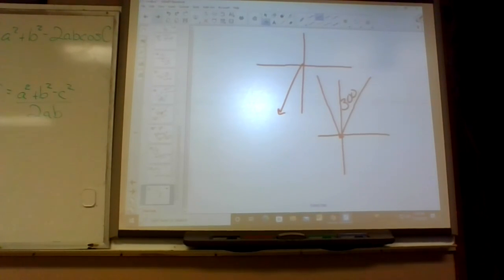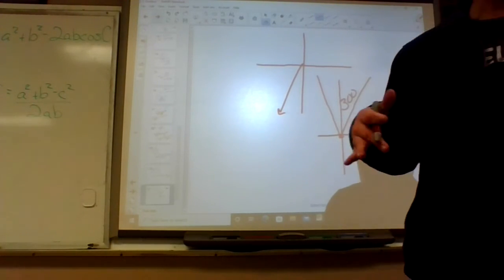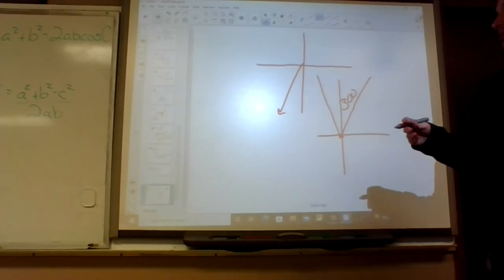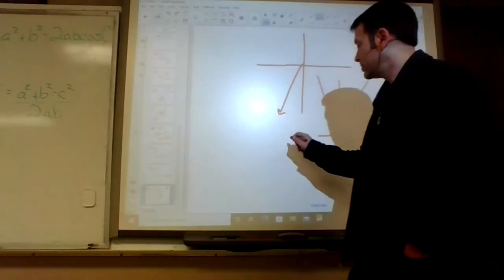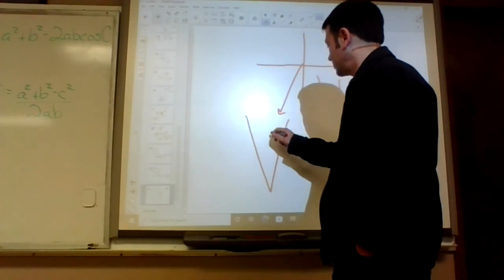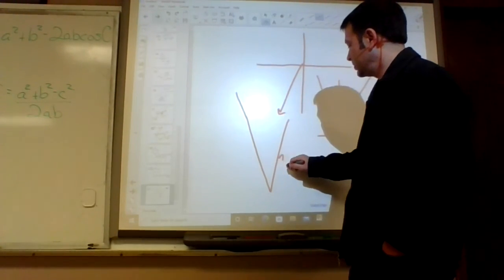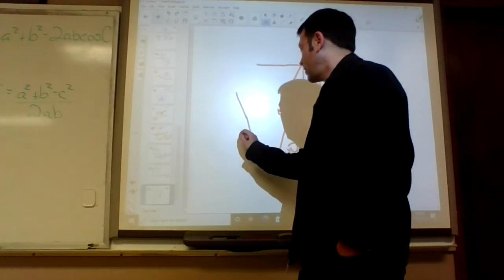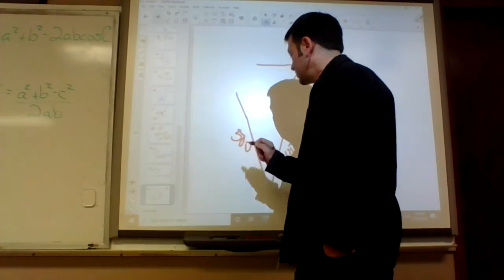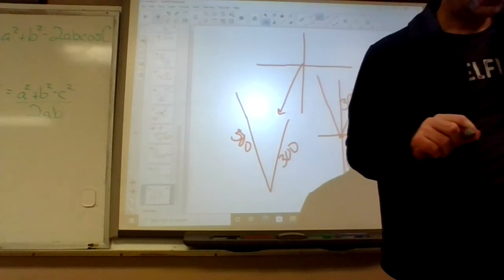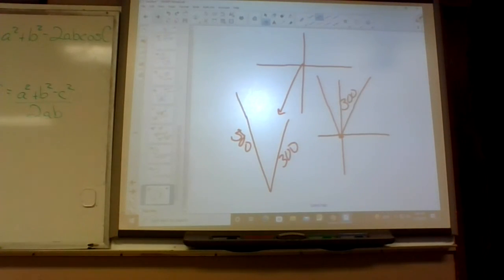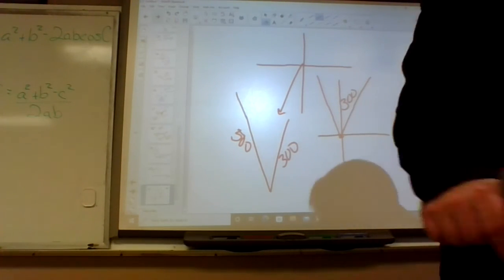Course of 340, the plane flies for 2 hours at 250 kilometers an hour. How far would you get? 500. So probably my picture would look a little more like this. 300, 500. That's the line kind of. At this time, how far is the plane from the airport?